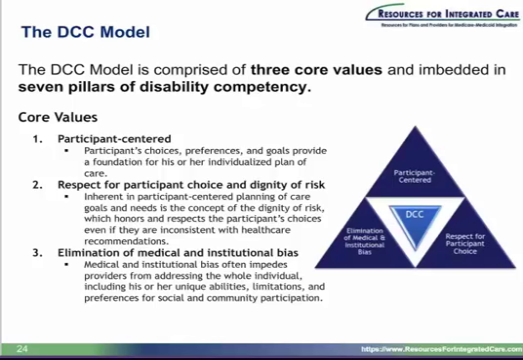In summary, people with disabilities have unique needs and challenges with the healthcare delivery system. The DCC model requires a change in mindset and in practice and serves as a tool to help providers meet the unique needs of the population.